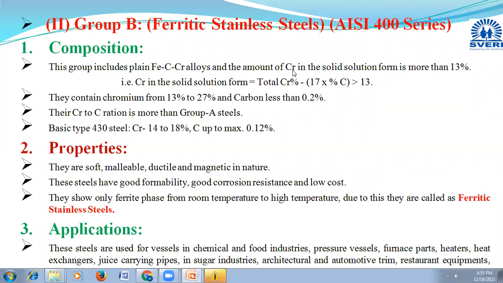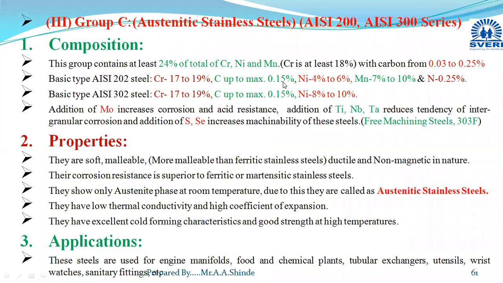Okay, now we will move towards the third type, that is group C. This group C is also known as austenitic stainless steel. These are designated by AISI 200 and AISI 300 series. Now, why are these steels termed as austenitic stainless steel? Because in these steels, austenite phase is present at room temperature. Only austenite phase is there. Hence, these are termed as austenitic stainless steels.